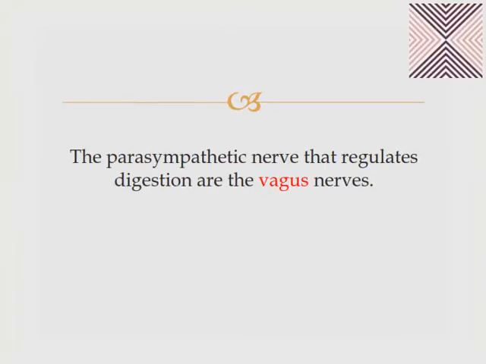Next we have the parasympathetic nervous system, and the nerve which is controlling this part of the system is the vagus nerve. So this particular nerve is controlling the secretion of the digestive enzymes. As we have seen, this particular nerve is increasing the digestive system activity.